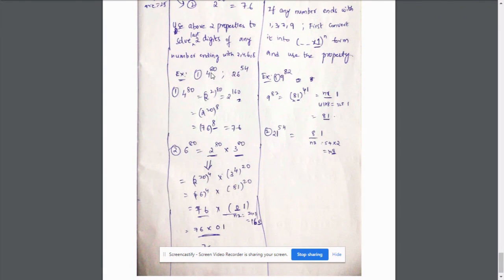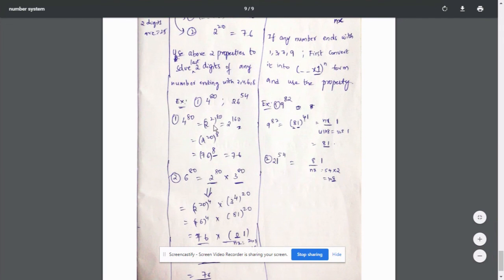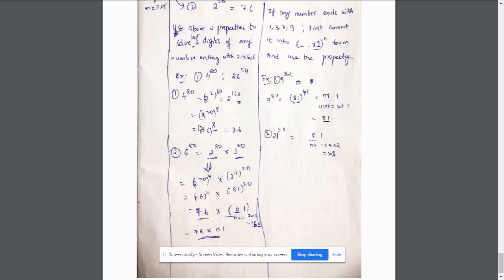If you take 4 power 80, it is somehow near to 2 power 20. See, 2 power 2 whole power 80, it will be 2 power 160, which is 2 power 20 whole power 8. 2 power 20 is always 76. I mean, the last two digits of 2 power 20 are always 76. Also, 76 power anything is 76. So, ultimately, the last two digits of 4 power 80 are 76.